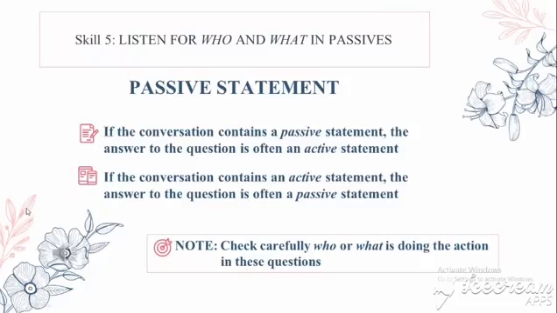And now go to Skill 5. Listening for who and what in the passive. Students sometimes find it difficult to define who and what is the subject in passive sentences. These problems often appear in the Listening Part B sessions. The things you should pay attention to in Listening Part B are the use of passive sentence structures.